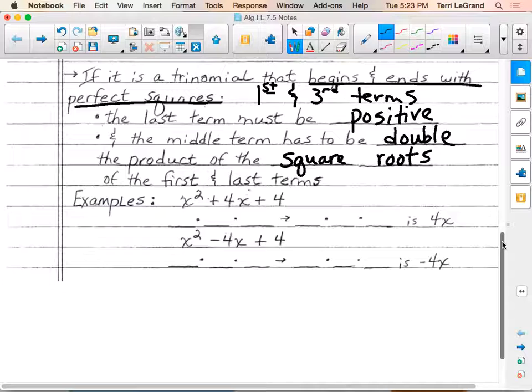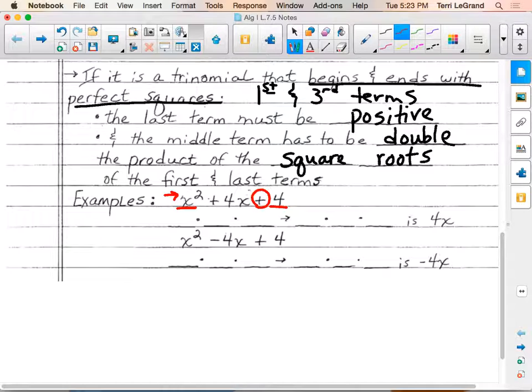So, here's our first example. We have x squared plus 4x plus 4. We look at it and say, are the first term and the last term perfect squares? They are. Next thing we look for is whether the last term is positive. It has add 4, it is.